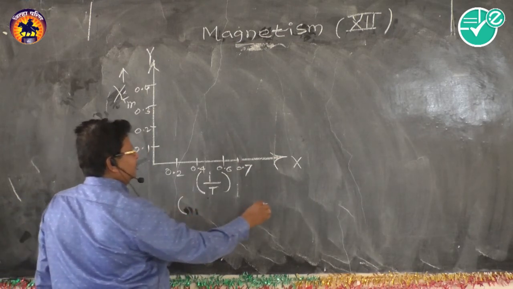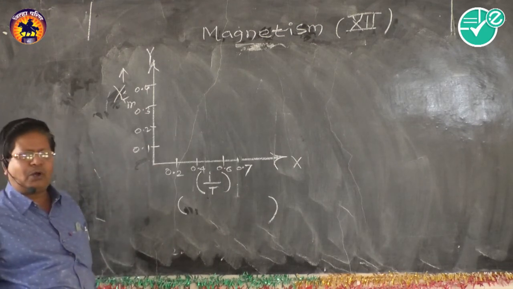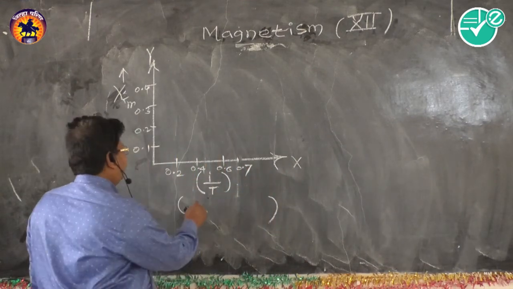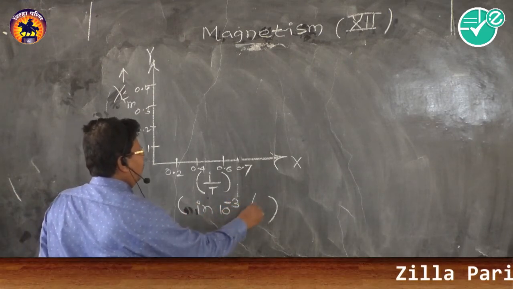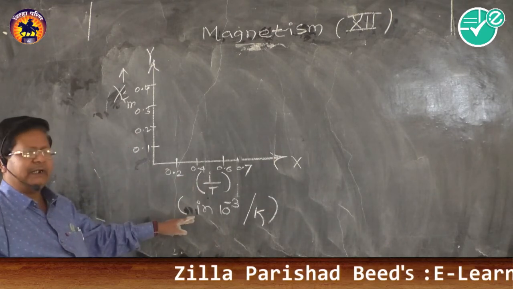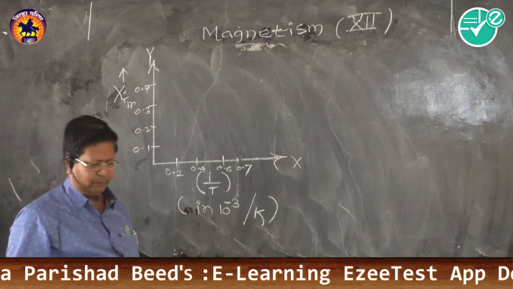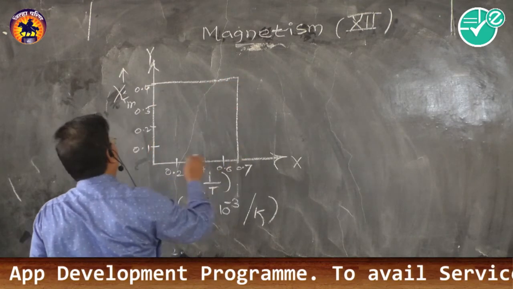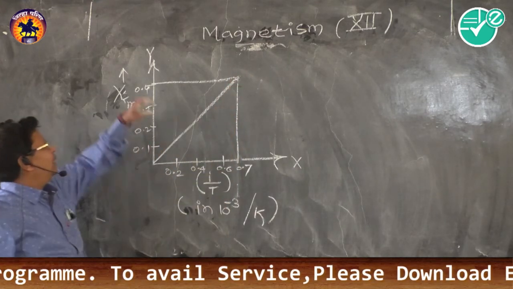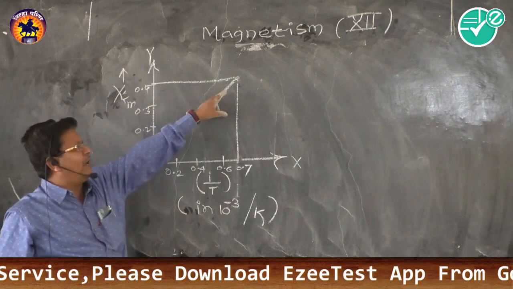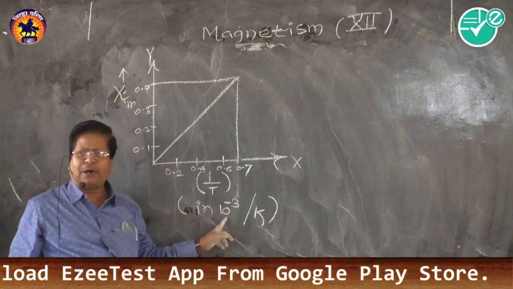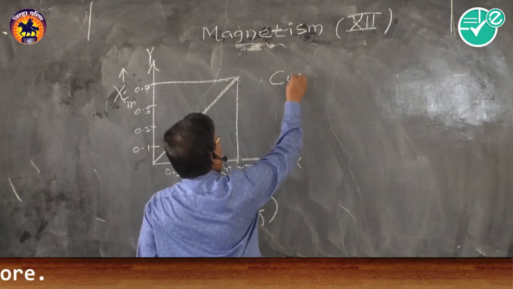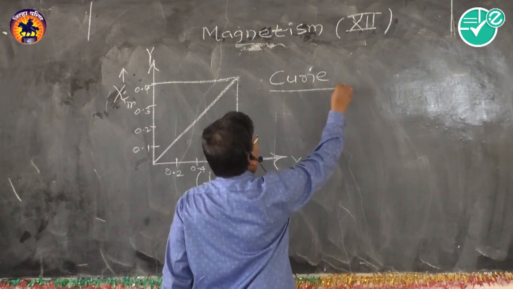Along the x-axis we have represented the reciprocal of temperature, and this is represented in 10 to the power minus 3 per Kelvin. So 1 by T is represented in 10 to the power minus 3 per Kelvin. The nature of the graph is a straight line passing through the origin, and the maximum value of Km is 0.4 and the maximum value of 1 by T is 0.7 into 10 to the power minus 3 per Kelvin. From this graph, we have to find the value of the Curie constant.